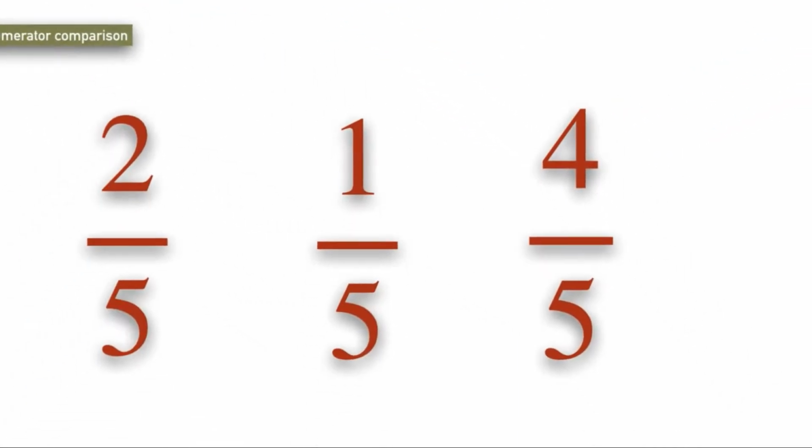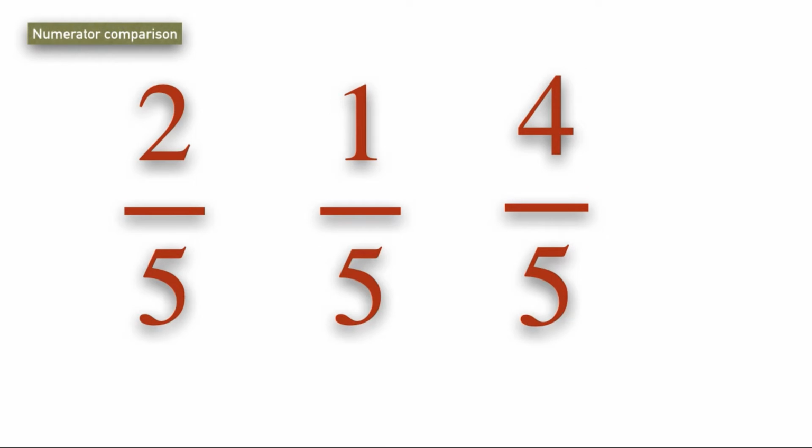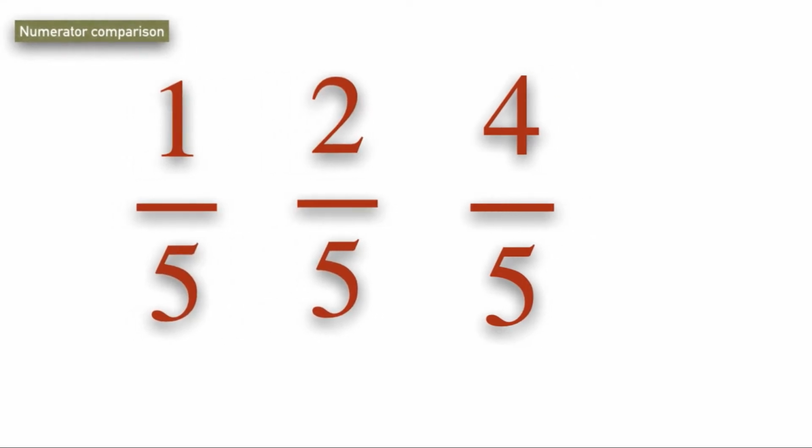Consider three fractions, 2/5, 1/5, and 4/5. They all have the same denominator of 5. So these fractions are out of the same total parts. Hence, comparing the numerator, we can see that 1/5 is smallest, then 2/5, and 4/5 is the largest fraction. When the denominators have the same value, we can simply compare numerators to work out their order.